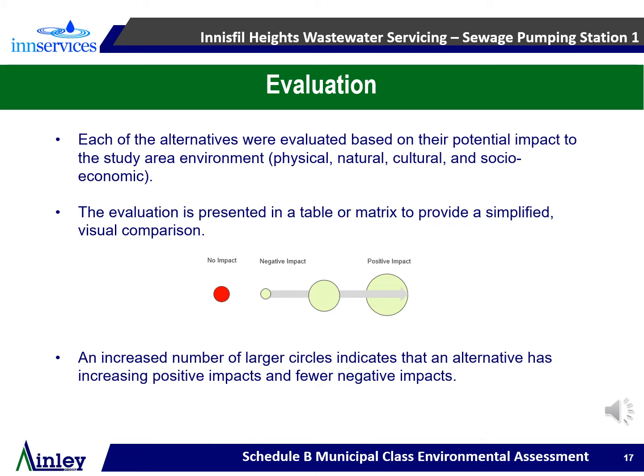Circle icons shown in the matrix indicate impact. Where a red circle is used in the matrix, it indicates no impact, while various size circles from small to large indicates possible negative to positive impacts. An increasing number of larger circles indicates that an alternative has increasing positive impacts and fewer negative impacts.